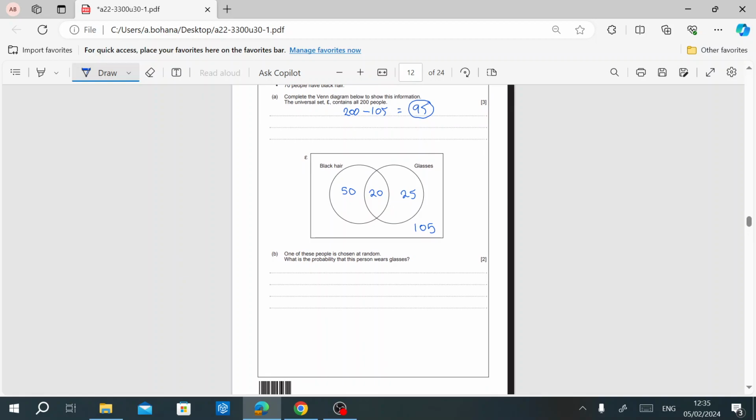One of these people is chosen at random. What's the probability that this person wears glasses? So for the person to wear glasses, there's 45 altogether in that circle out of 200. And your answer's fine like that, okay? They don't want it written in the simplest form, so there's no need for you to do that. Just leave the answer like that.